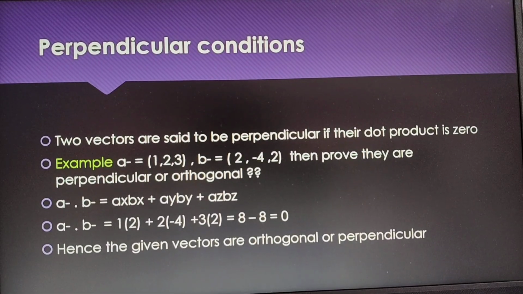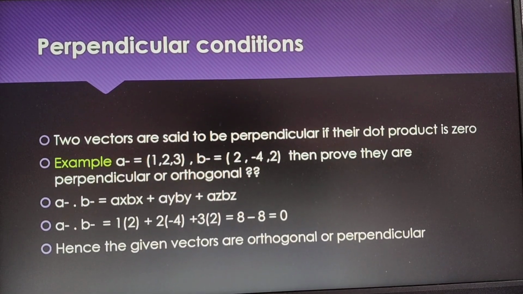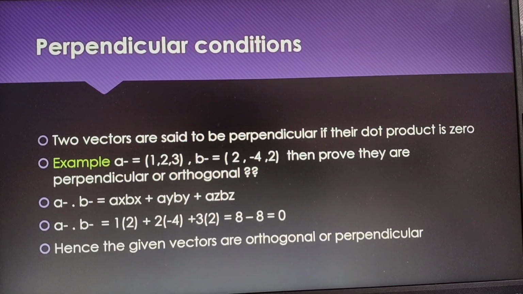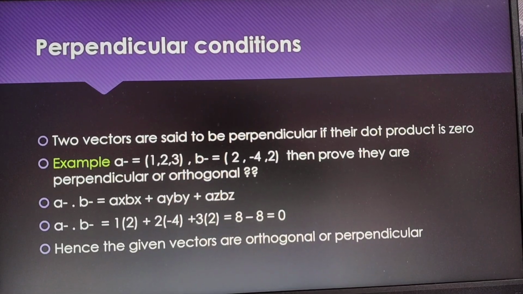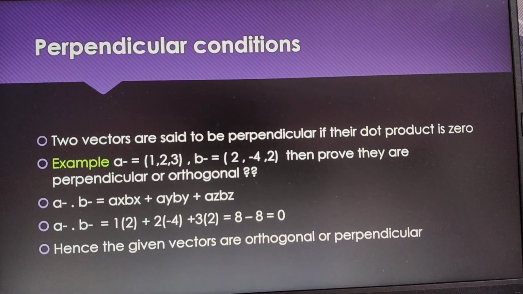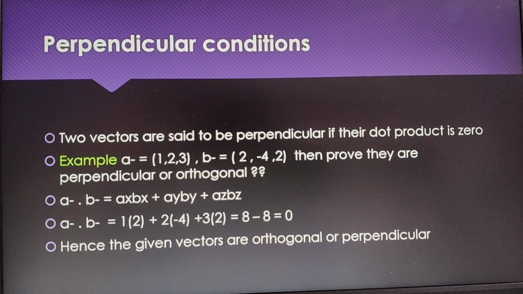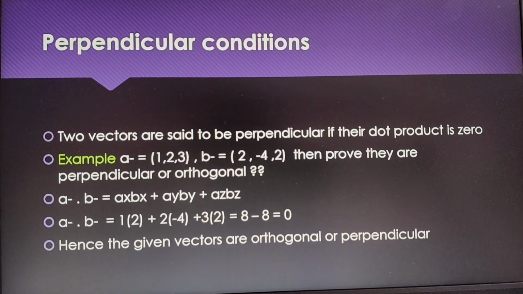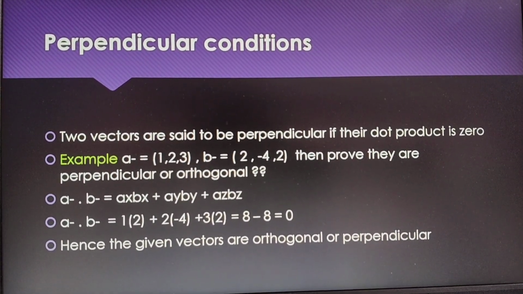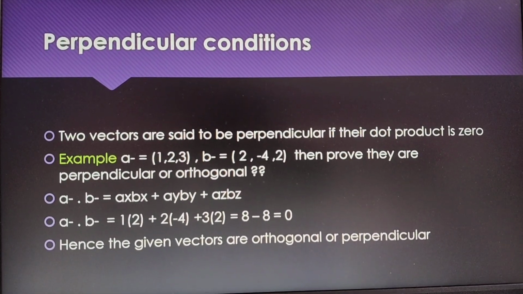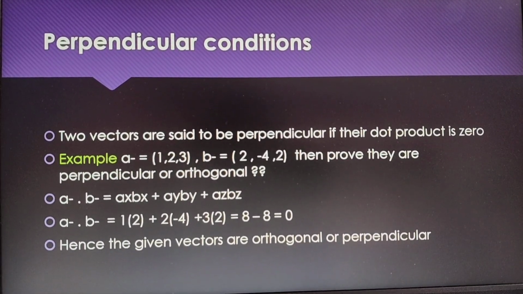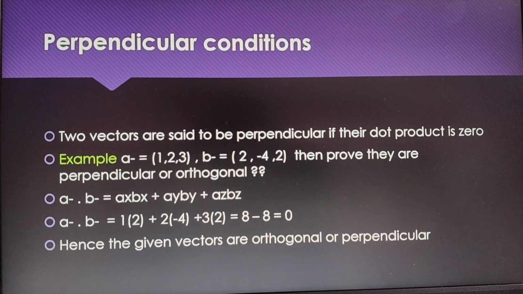A bar, B bar are given. Then prove they are perpendicular or orthogonal. Orthogonal means also the same thing, that is, angle is 90 degrees and it is perpendicular. Then the first formula is dot product is equal to ax bx plus ay by plus az bz. This is component product and sum.